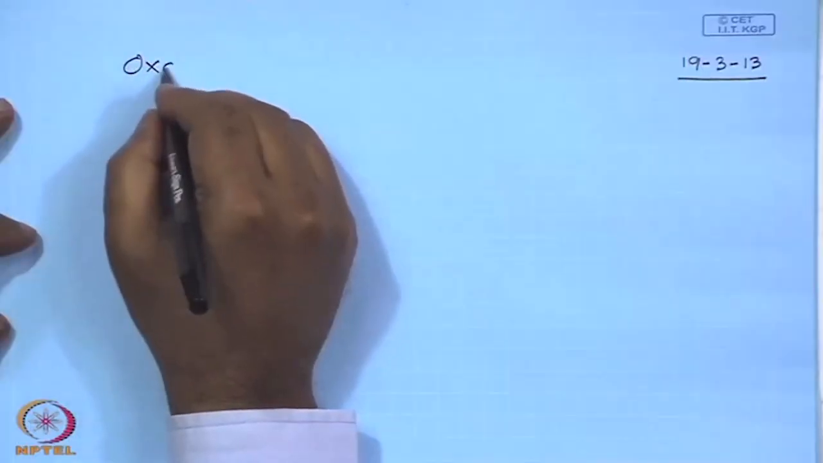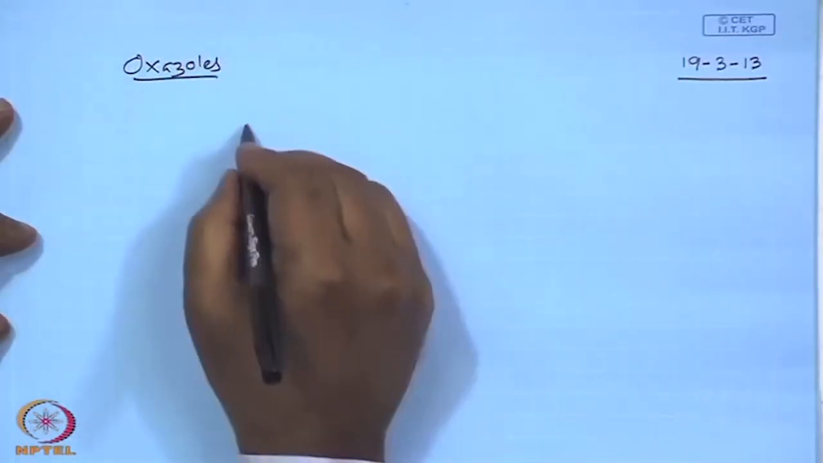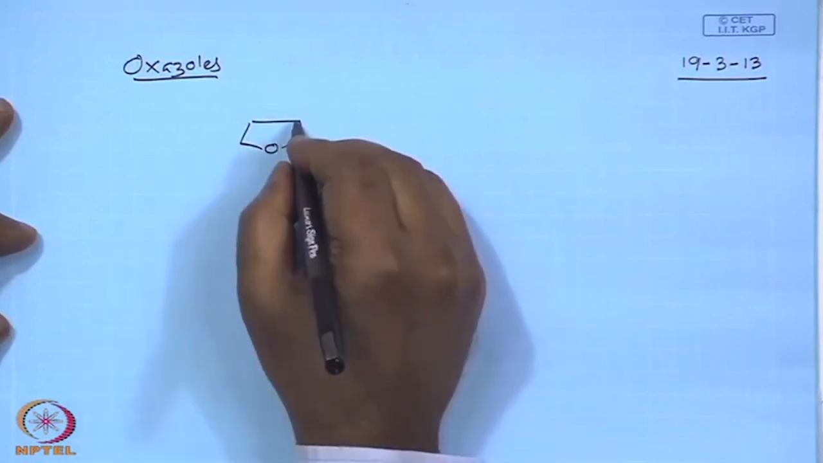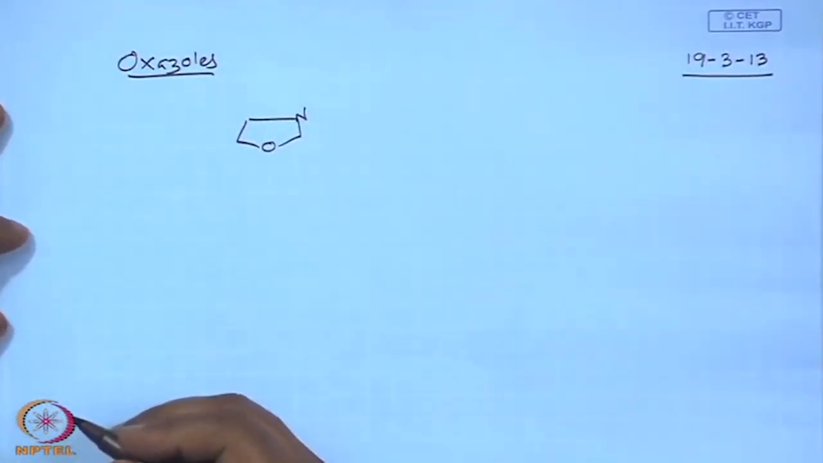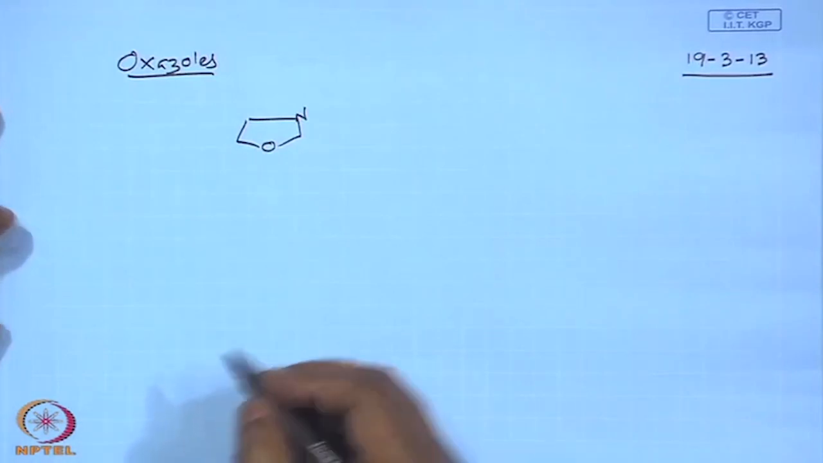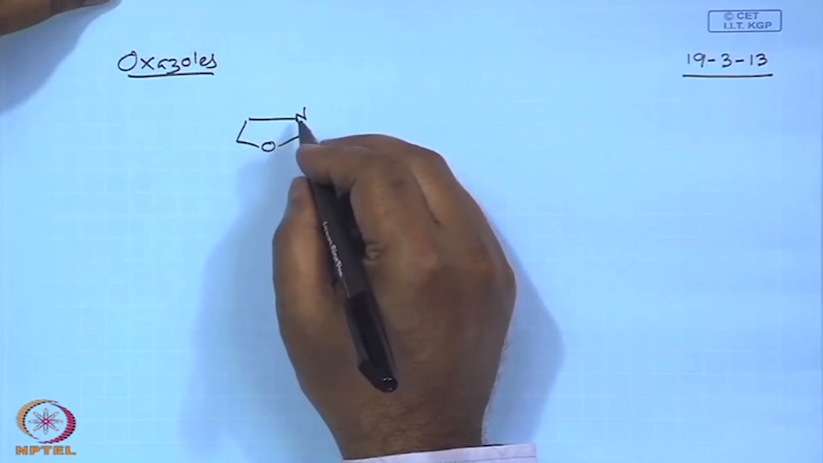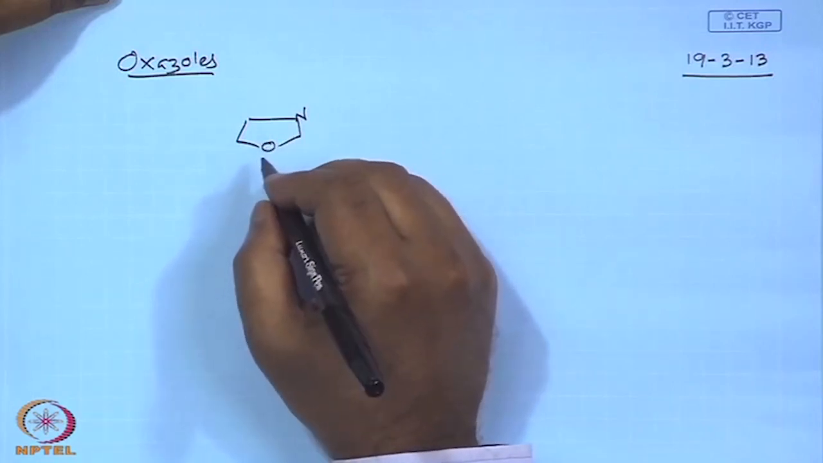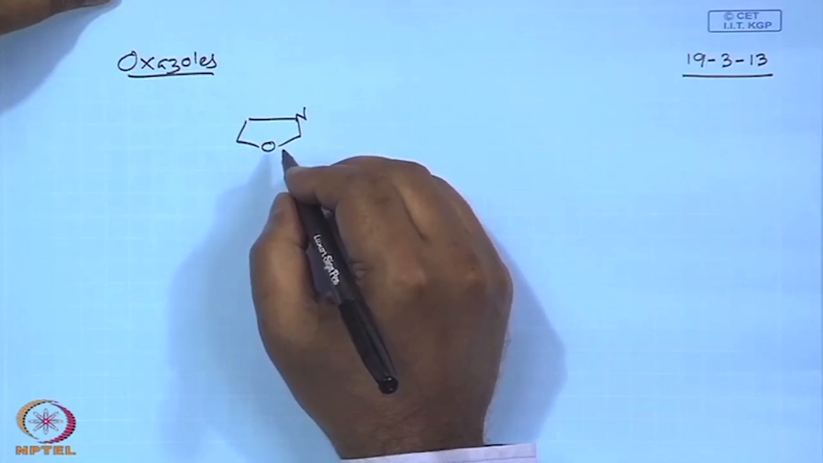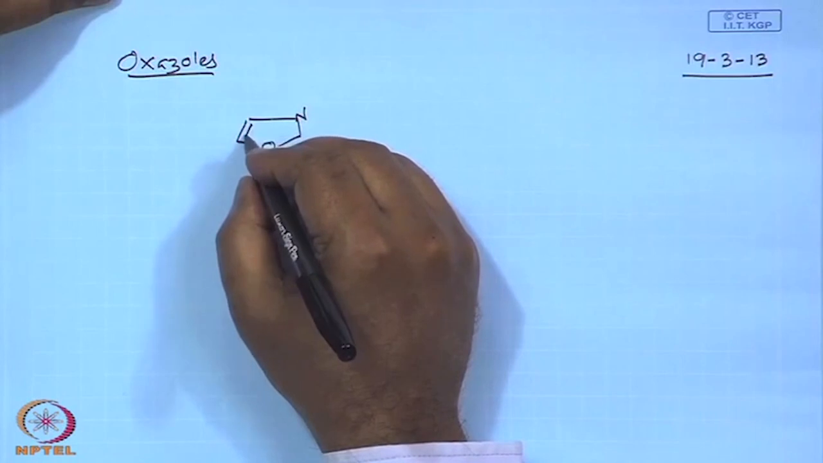Let us look at the structure. In most cases, the structures are 1,3 dispositions. That means when you talk about oxazoles, you will have a structure of this kind where you will have a five-member ring. All of you know by now that azole basically refers to the five-member heterocycles. And if we do not have any prefix like iso, then you can think about the two heteroatoms being in 1,3 positions.